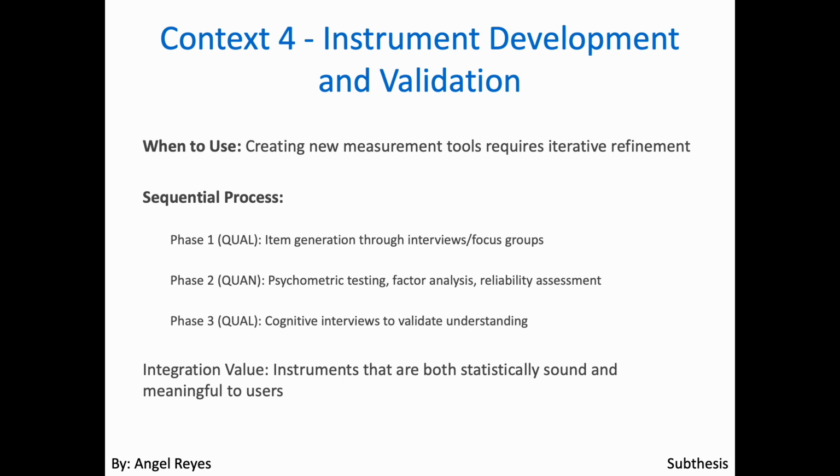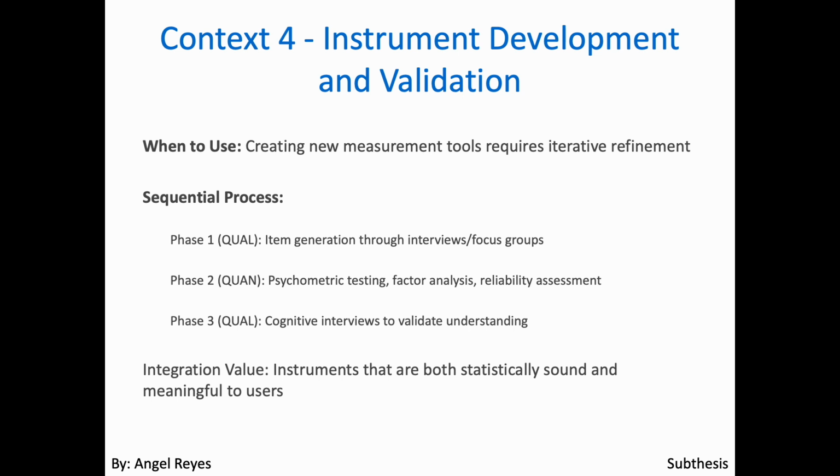Phase 1 uses qualitative methods like interviews and focus groups for item generation, ensuring content reflects target population experiences and language. Phase 2 employs quantitative methods for psychometric testing, including factor analysis and reliability assessment, establishing the statistical properties necessary for rigorous measurement. Phase 3 returns to qualitative methods through cognitive interviews to validate that respondents understand items as researchers intended, closing the loop between statistical properties and human understanding.